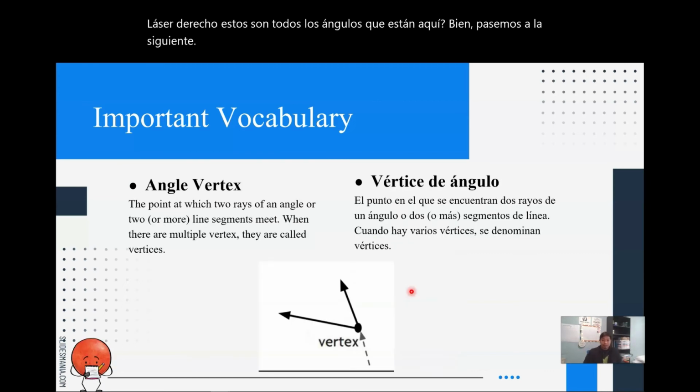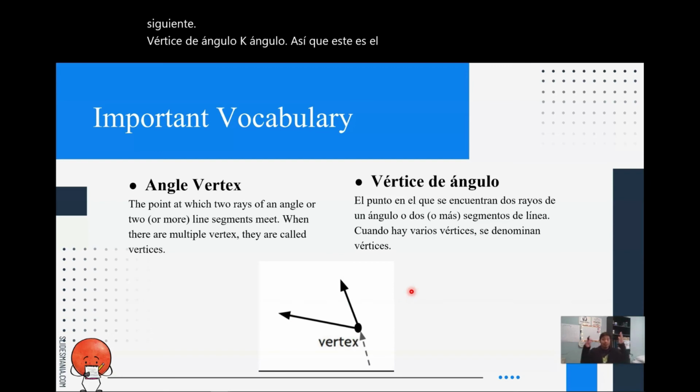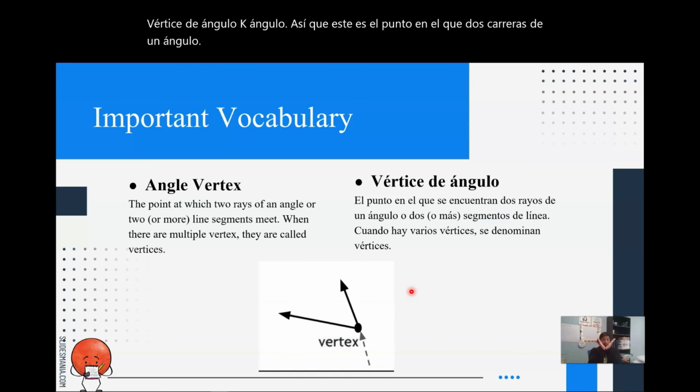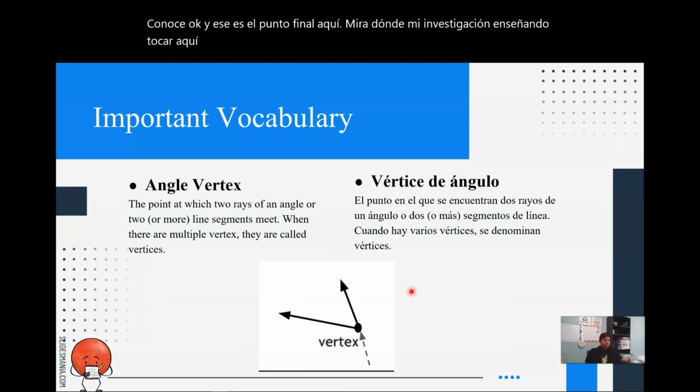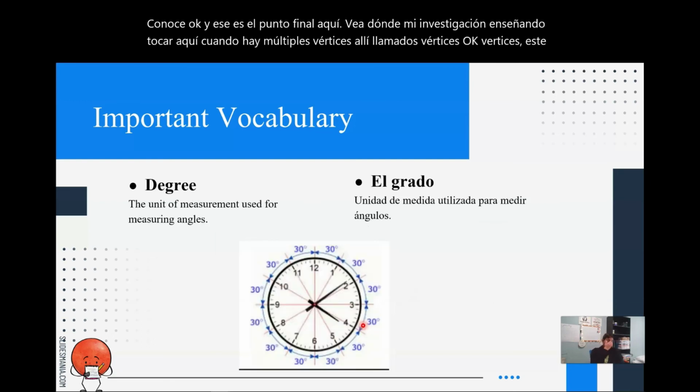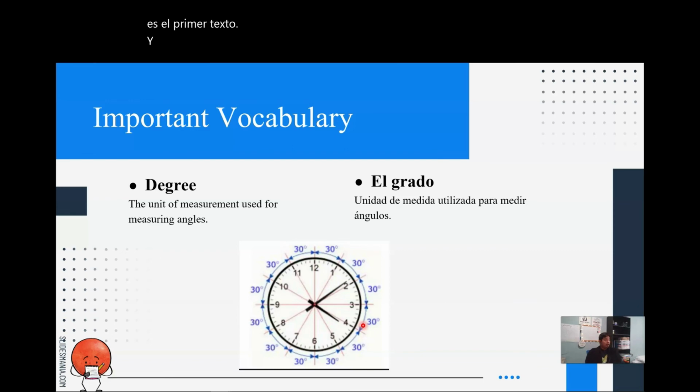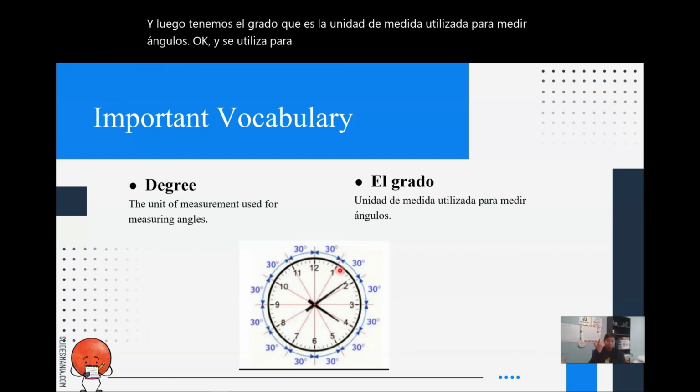Angle vertex. Okay, angle vertex. So this is the point at which two rays of an angle meet, okay? And that's the end point right here. See where my wrists are touching? Right here. When there's multiple vertex, they're called vertices, okay? Vertices. This is the vertex. And then we have the degree, which is the unit of measurement used for measuring angles, okay? And it is used to measure angles, and the measurement of unit is degrees.